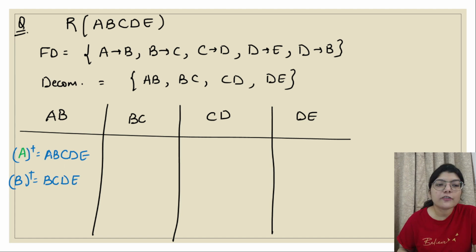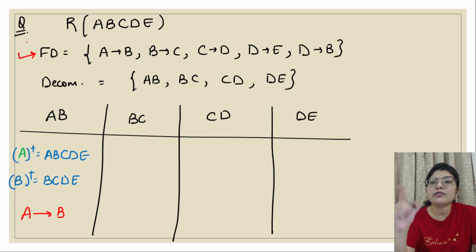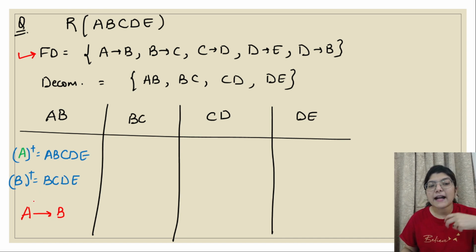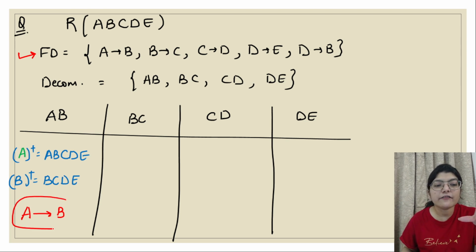So from this closure, what I am getting is that A functionally determines B. How can I say? Because when I took the closure of A from the original functional dependency set, I was able to obtain B in its closure. But when I took the closure of B from the original functional dependency set, I was not able to obtain A back. That is why A to B is a functional dependency that I have received from this AB sub-relation.